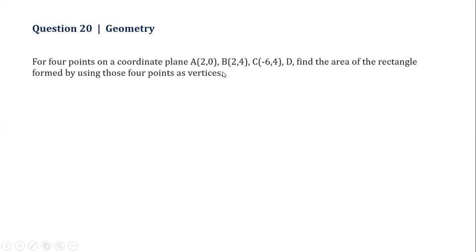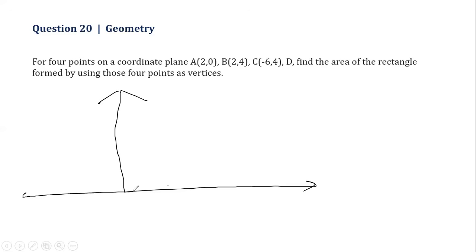For 4 points on a coordinate plane, point A is at (2, 0), B is at (2, 4), C is at (-6, 4), and D is at an unknown location. Find the area of the rectangle formed by using these 4 points as vertices. Oh, sorry. So we're going to plot this. -6.